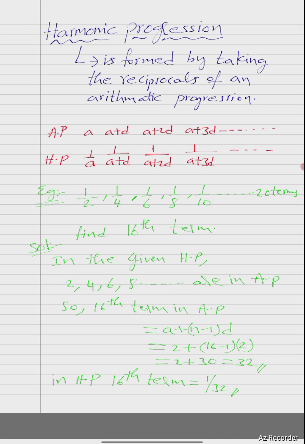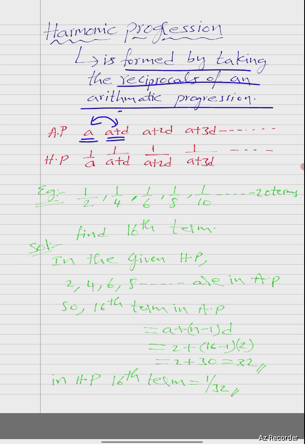Now, harmonic progression. Simple one. It is just formed by taking the reciprocals of an arithmetic progression. Suppose the arithmetic progression is what? Between two consecutive terms, there is a common difference. a plus d minus a is d. a plus 2d minus a plus d is again d. a plus 3d minus a plus 2d is again d. So this series is in AP.